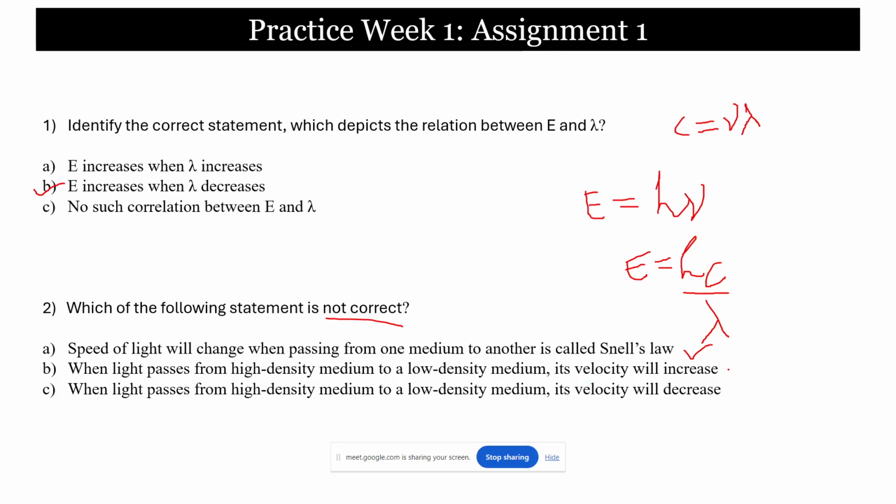This statement is also correct. When light passes from high density to low density, its velocity will increase. In a denser medium, the light has a lower velocity, but in a lighter medium, like air, it has a higher velocity compared to some dense material. And the third statement is when light passes from a high density medium to a low density medium, its velocity will decrease. This statement is incorrect. So the answer, not correct, will be option C.